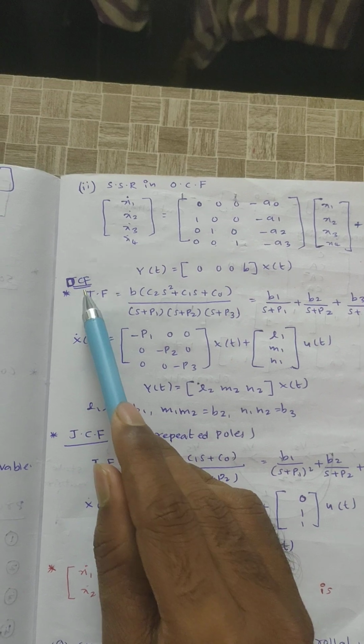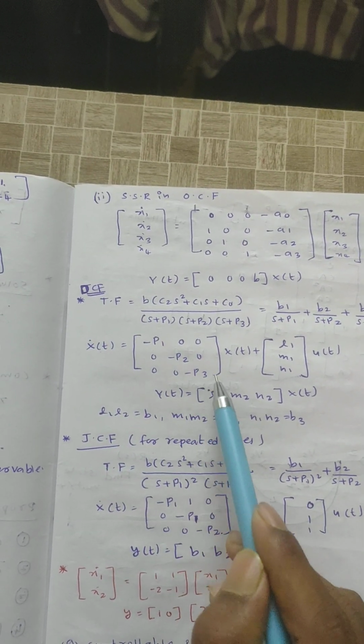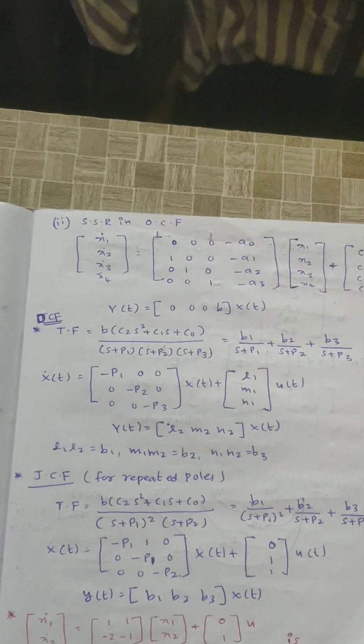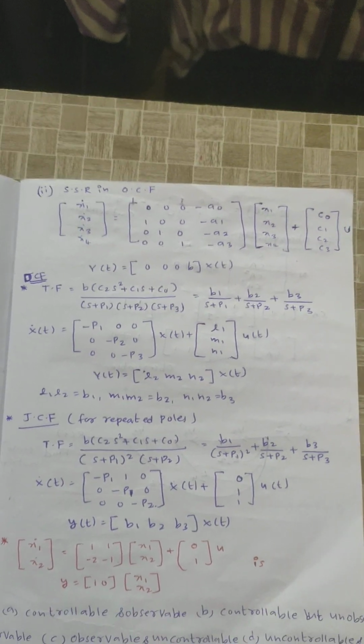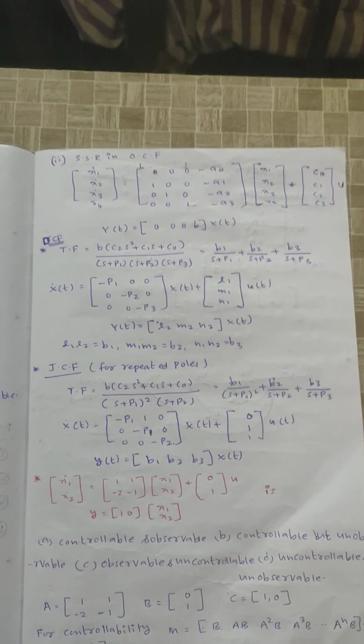This is diagonal canonical form. In the case of diagonal canonical form, poles will be represented only in the diagonal elements. The remaining values will be 0. In this way we can solve the problems in state space analysis.